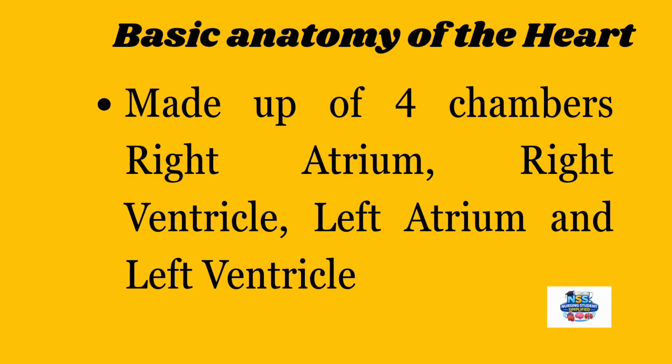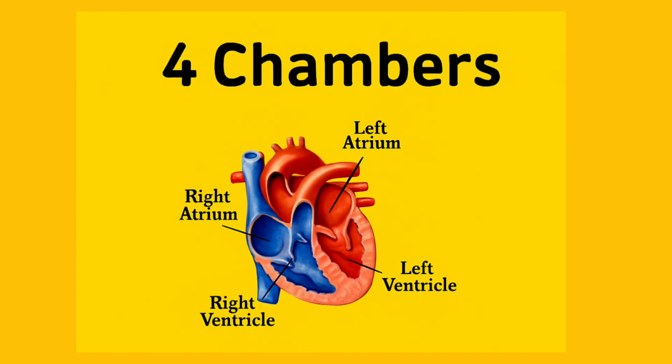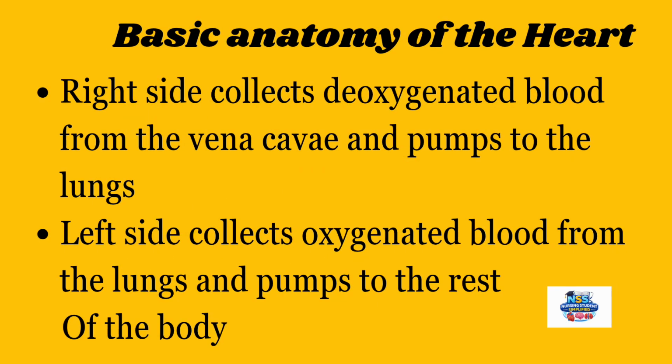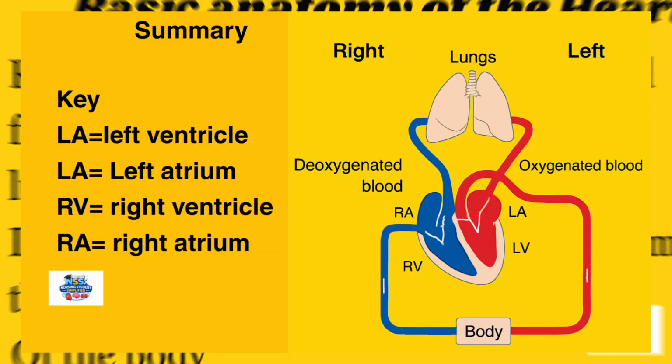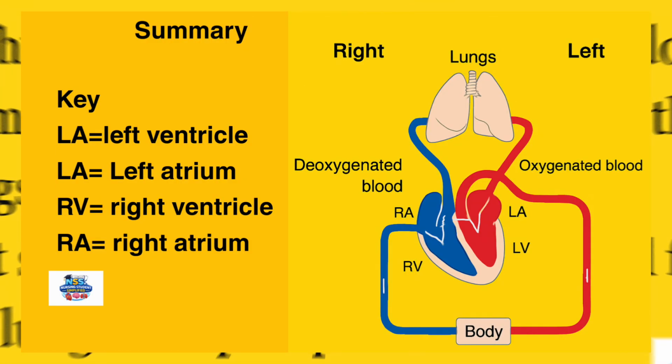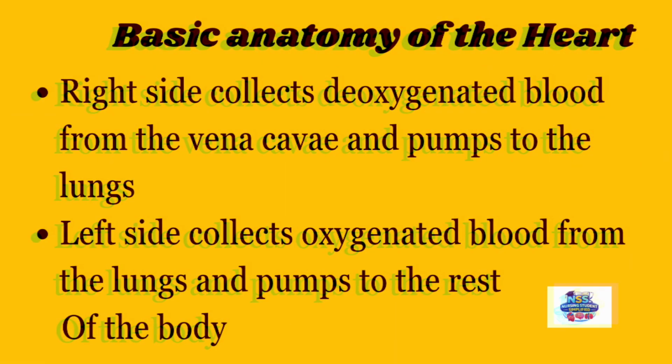two of them. The heart is made up of four chambers: the right atrium, the left atrium, the right ventricle, and the left ventricle. A key thing to note is that the right side handles the deoxygenated blood and the left side deals with oxygenated blood. So the right atrium collects the deoxygenated blood from the superior and inferior vena cava, pumps it into the right ventricle, which sends it to the lungs for oxygenation.